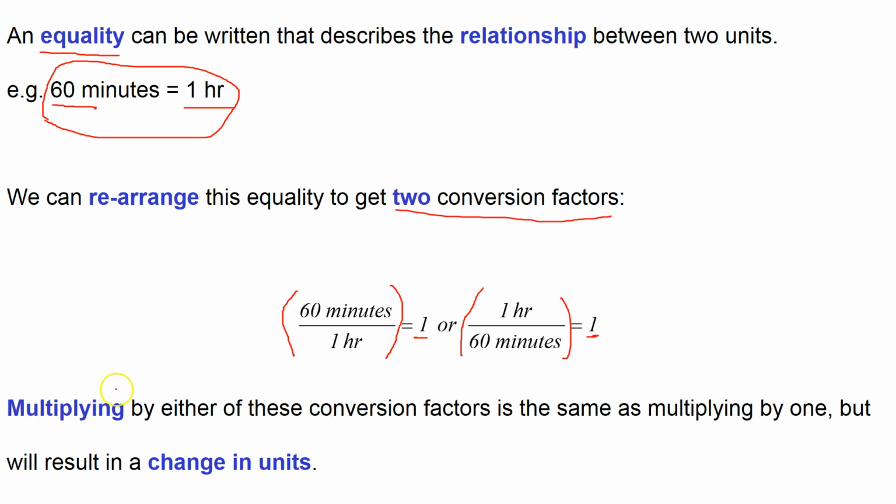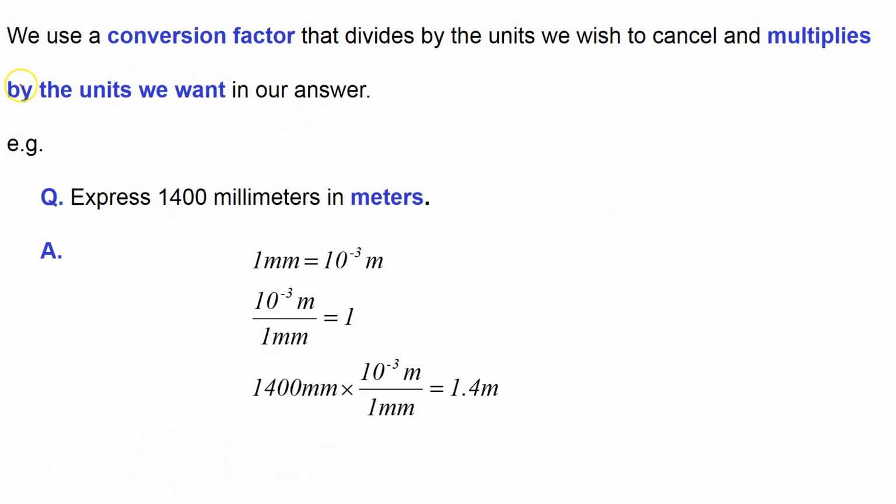Now, if I multiply by one of these fractions, it's the same as multiplying by 1, but what you will see is that it will actually result in changing the units. So how you use a conversion factor is you make sure that your conversion factor divides by the units you want to eliminate and multiplies by the units you want in your answer.